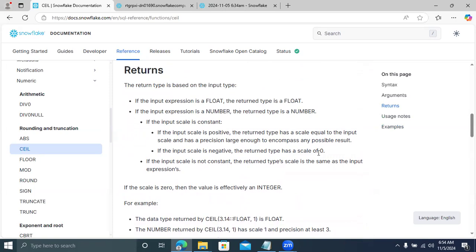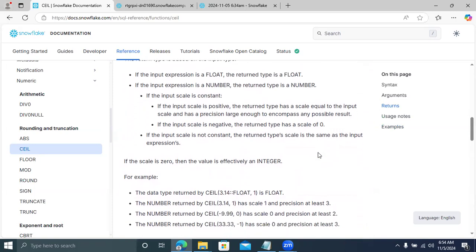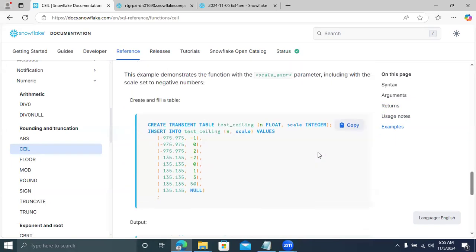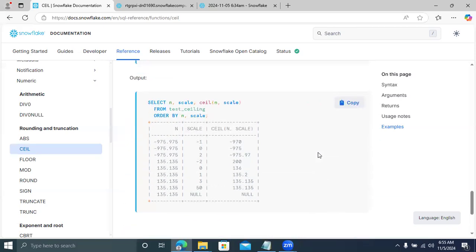Now, what they are saying is, if you look here, if the scale value is 0, there won't be any digits after the decimal. You will get the exact value as minus 975. Now the same thing, the scale factor, if you look here, is 0. Now they are getting the value 136.